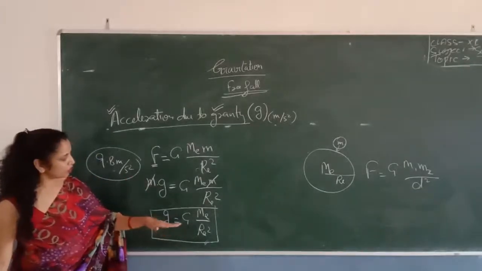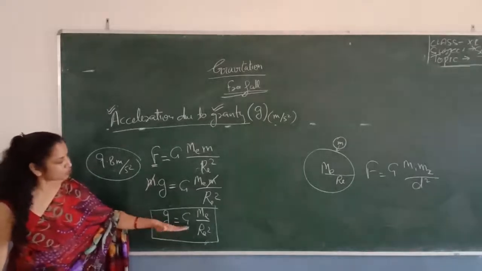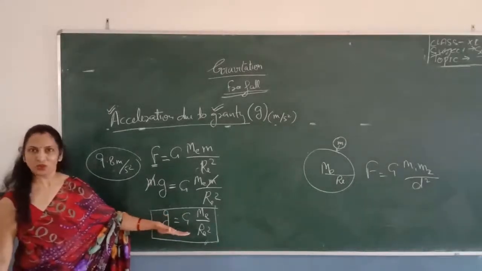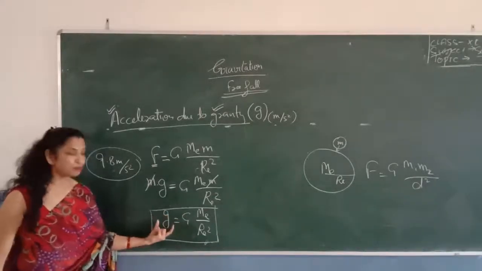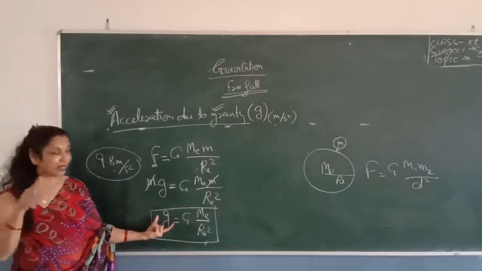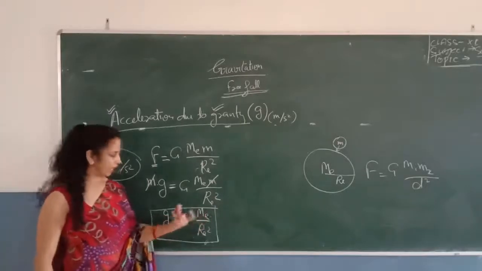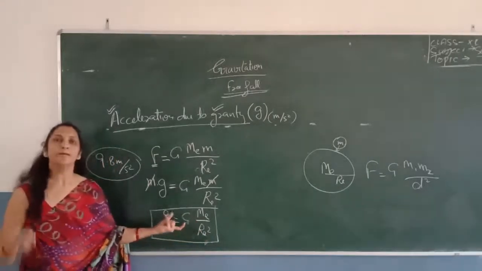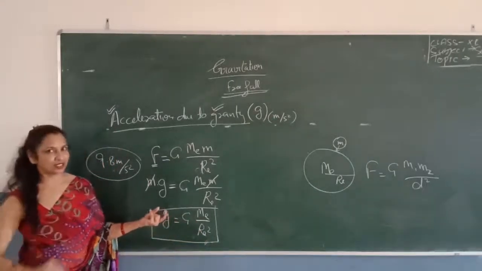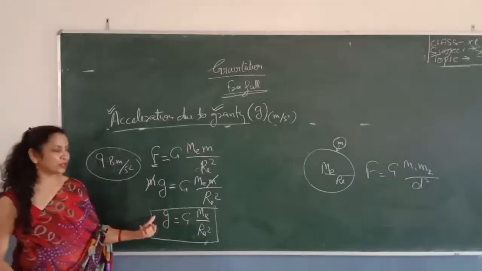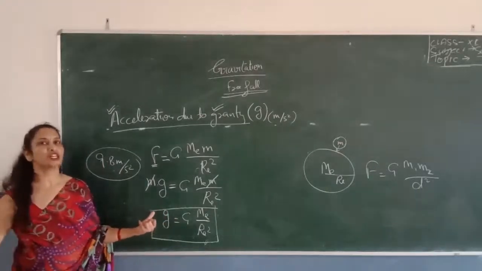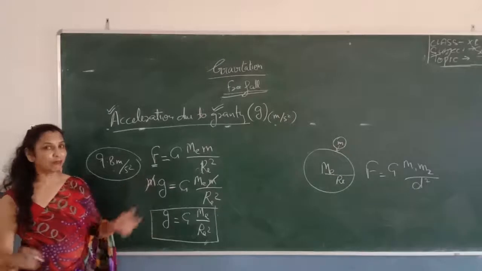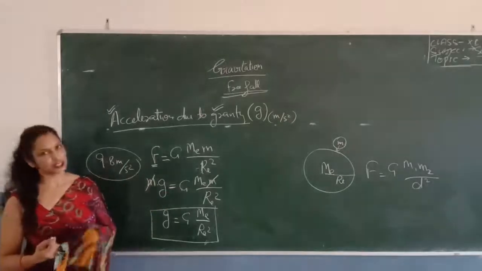In this formula, is the mass of the object present? No. It means the acceleration produced in the body depends on the mass of the earth, the radius of the earth and the universal gravitational constant, but not on the mass of the object. So we can see the acceleration produced in a body does not depend on the mass of the body. It only depends on the mass of the earth as well as the radius of the earth.